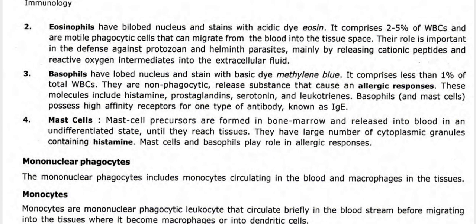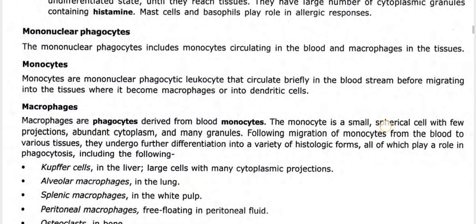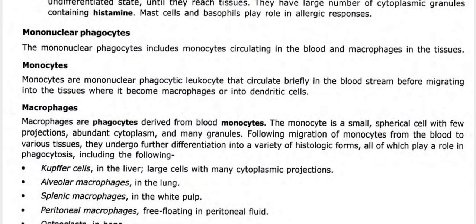Then mast cells. Mast cell precursors are formed in bone marrow and released into blood in an undifferentiated state until they reach tissues. They have a large number of cytoplasmic granules containing histamine. Mast cells and basophils play a role in allergic response. Then mononuclear phagocytes. The mononuclear phagocytes include monocytes circulating in the blood and macrophages in the tissues.